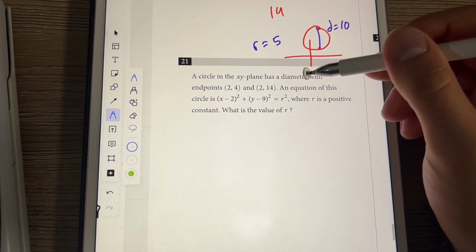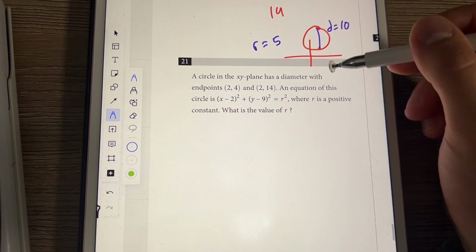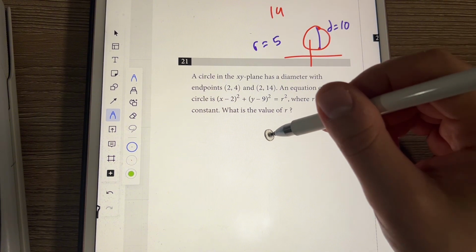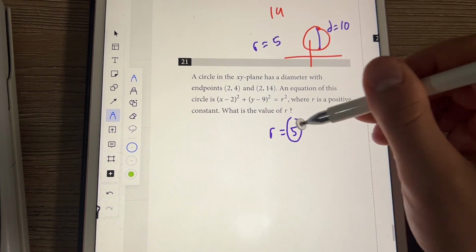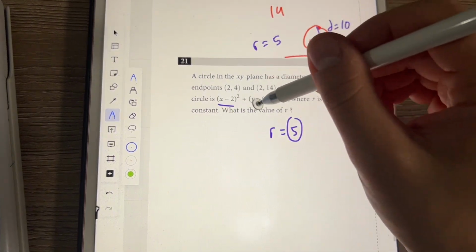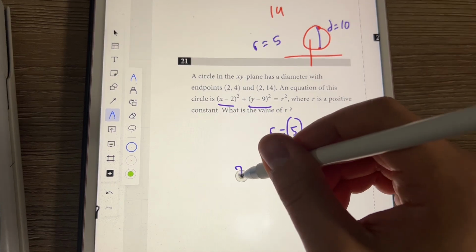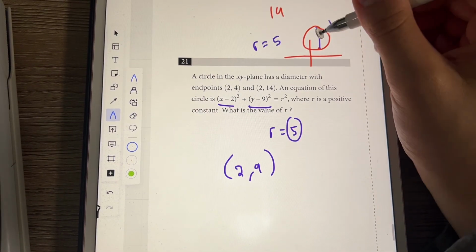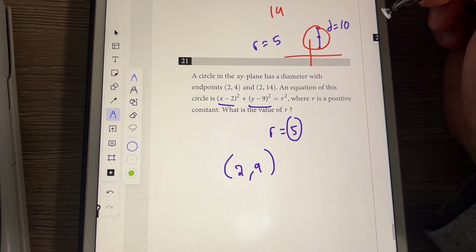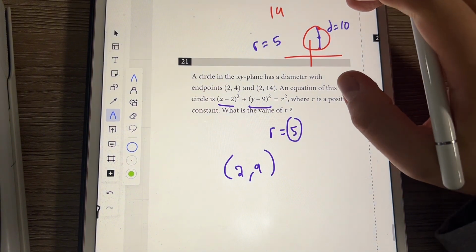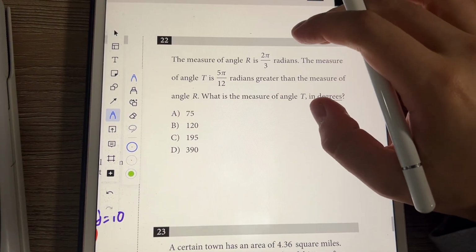(x minus 2) squared plus (y minus 9) squared is equal to 5 squared. The radius is 5, so r is equal to 5. Now, just real quick, what does this mean? This means that our center is at (2, positive 9), right here, halfway in between the diameter. Great. That seemed hard, but it wasn't.